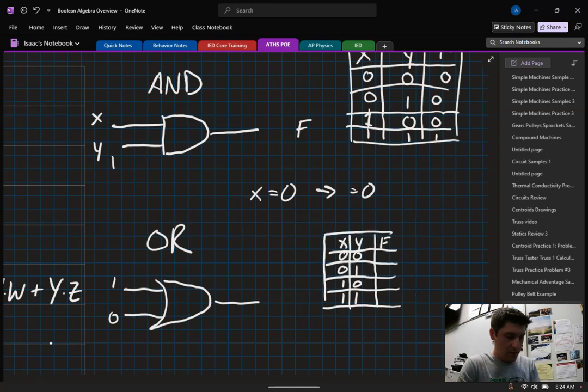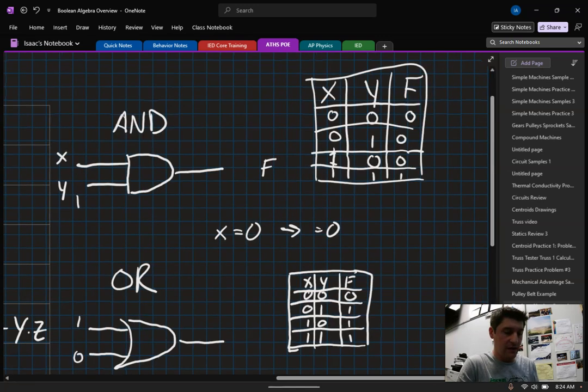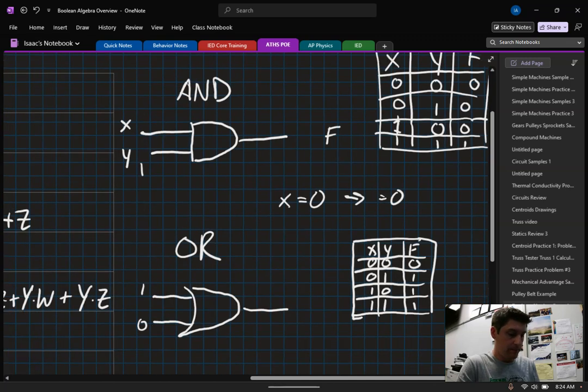There's our table. So my output when x and y are both 0 gives me 0 because neither of them are 1. I get a 1 if y is 1 and x is 0. I get a 1 if x is 0 and y is 1. And I get a 1 if both of them are equal to 1. So this is kind of like the opposite of an AND gate, right?